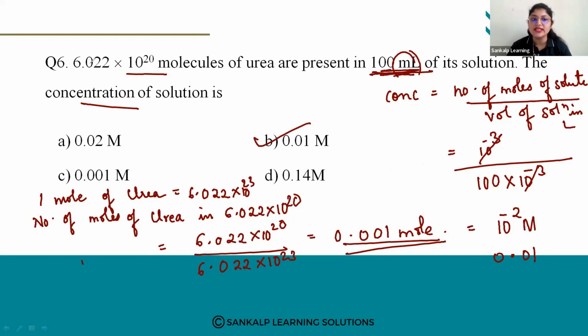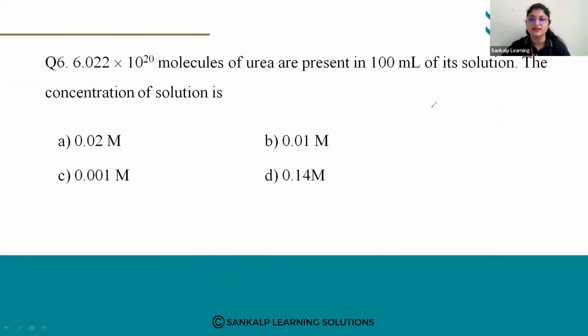So what have they asked? 6.022 into 10 raised to 20 molecules of urea are present in 100 ml of its solution. What is the concentration of solution? So like this, you have to solve it. 10 raised to minus 2 is nothing but you can shift the decimal to the right-hand side, then it will come 0.01. So our option B is the right answer.